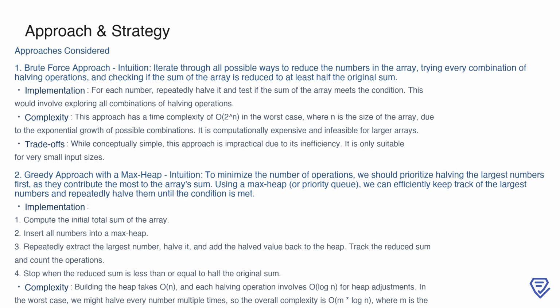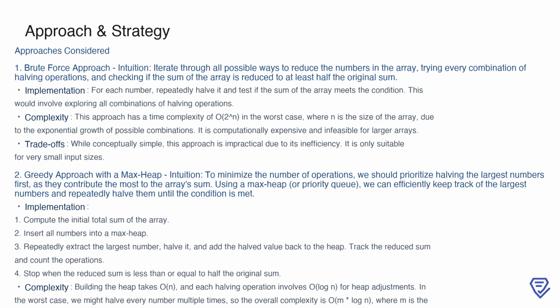To begin, let's consider the different approaches we could use to solve the problem. The first option is a brute force approach. The intuition here is straightforward. We iterate through all possible combinations of halving operations for the numbers in the array, checking if the array's sum is reduced to at least half of its original value. This involves repeatedly halving each number and testing the condition at every step.